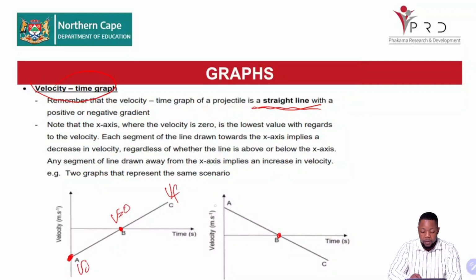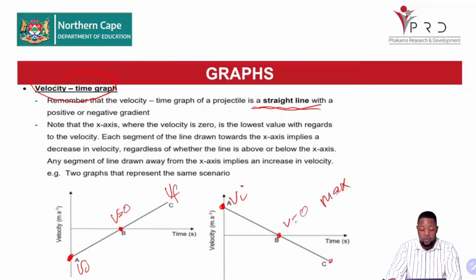The same with the second graph. This is your initial velocity. This is maximum height, and that is your final velocity. So that is just a reminder about your graphs. Your position versus time is a curve, and your velocity versus time is a straight line.